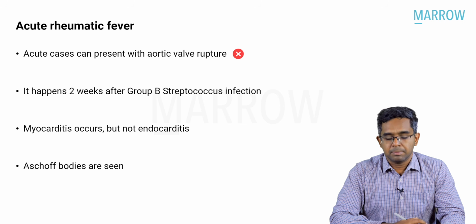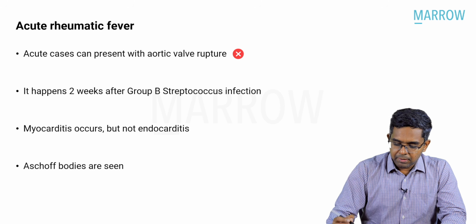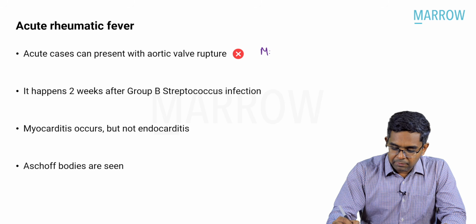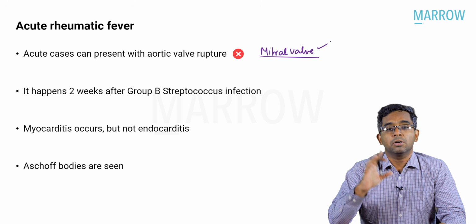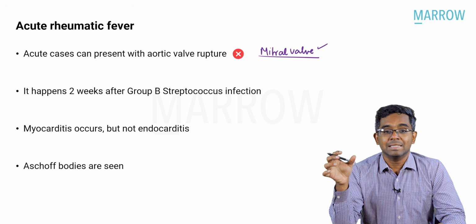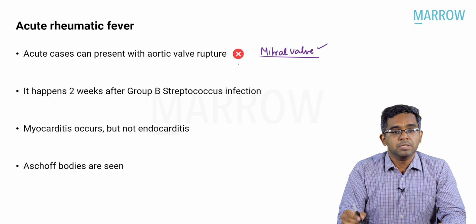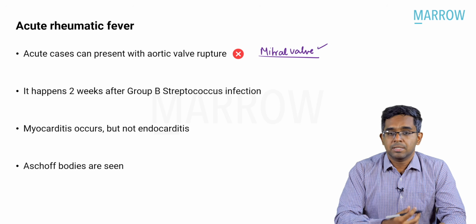Okay. The first option, acute cases can present with aortic valve rupture. This is a wrong statement because in acute rheumatic fever, it is not commonly the aortic valve which is affected. It is the mitral valve which is usually affected in the form of mitral regurgitation, because there can be rupture of papillary muscles which can predispose to mitral valve regurgitation. So aortic valve rupture is not the correct statement, so that is wrong.